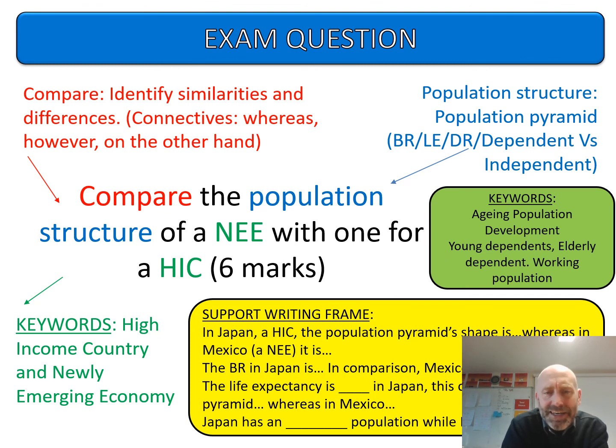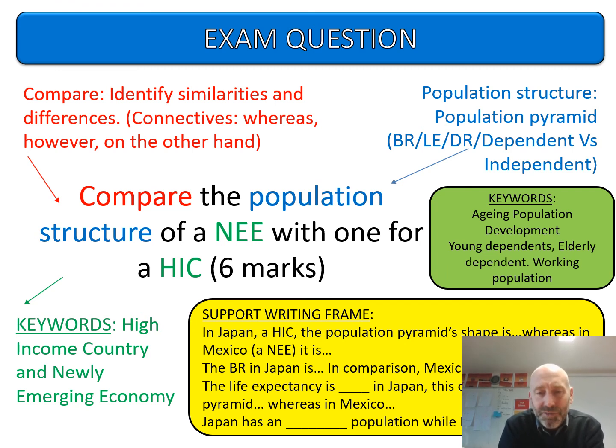And we're comparing a NEE and a HIC. So we've got those two pyramids. We should know our basic geographical knowledge that Mexico is a newly emerging economy and Japan is a high income country. So we know which one's which. Here I've given you a writing frame. You might start by saying, in Japan, which is a HIC, the population pyramid shape is, and give a general idea of that shape. Whereas in Mexico, a NEE, it is more pyramid shaped. Okay, so that's a general overview.